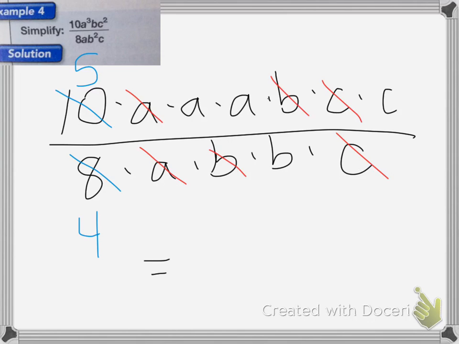So if I rewrite my answer, I end up with 5 times, I have 2 a's, so it's going to be a squared, and then I have 1 c, so c, over 4 times 5 times 2 is 8.